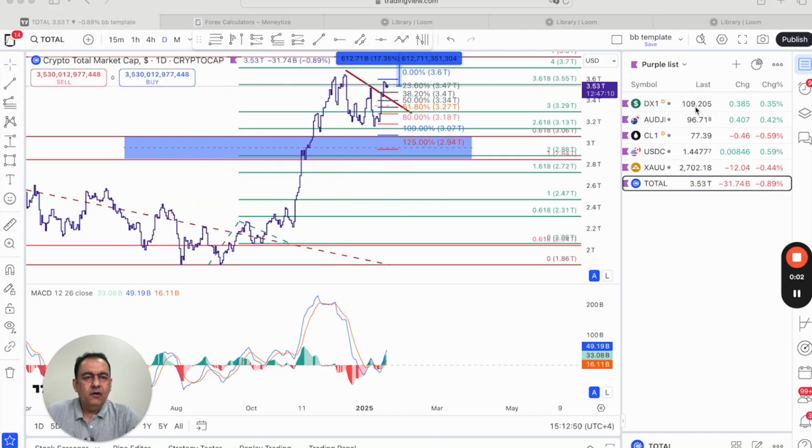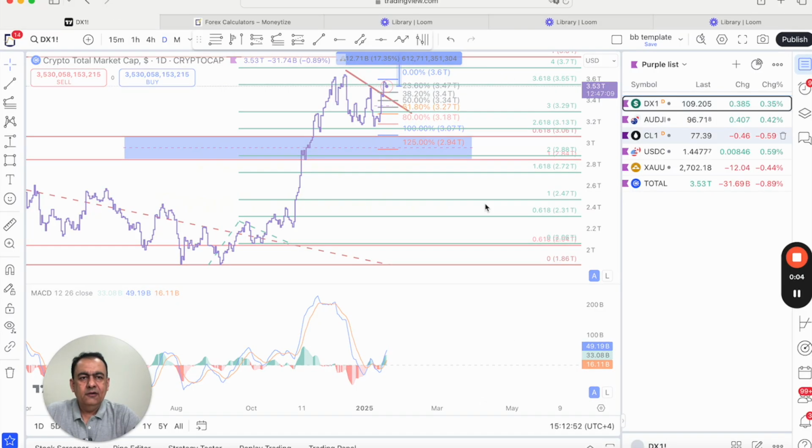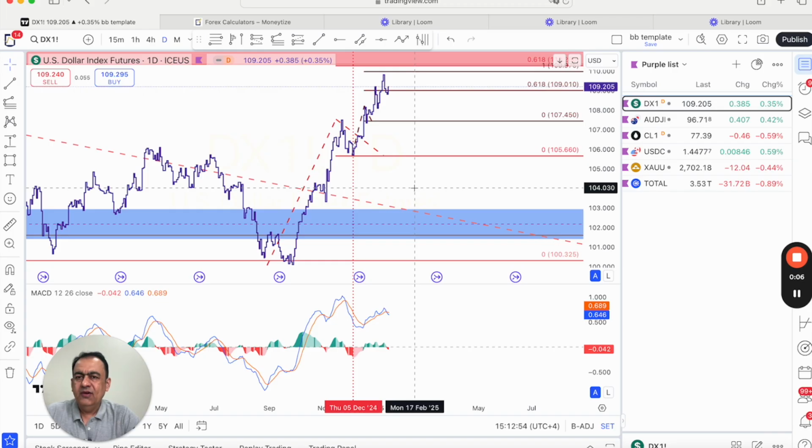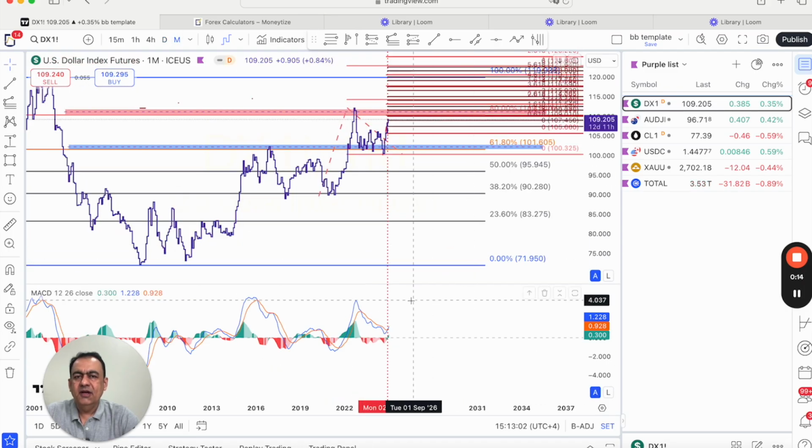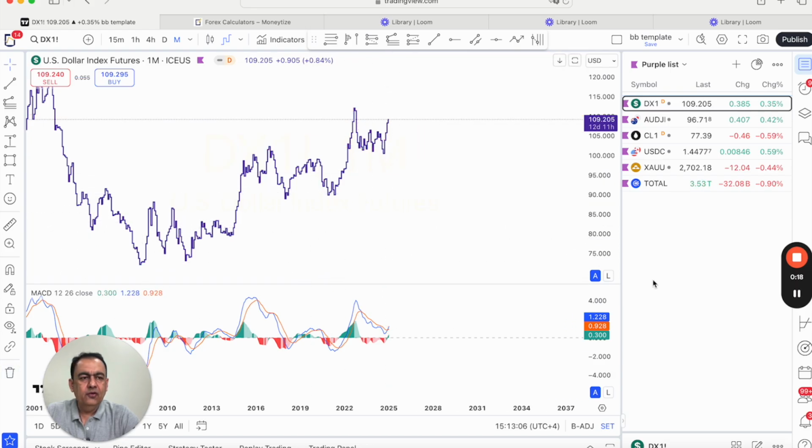So let's begin with dollar index. It's usually our first instrument whenever we record the weekly technical analysis video. Now here, based on the dollar index monthly chart, let's begin with monthly. Let me clean the chart here, so give me a second.